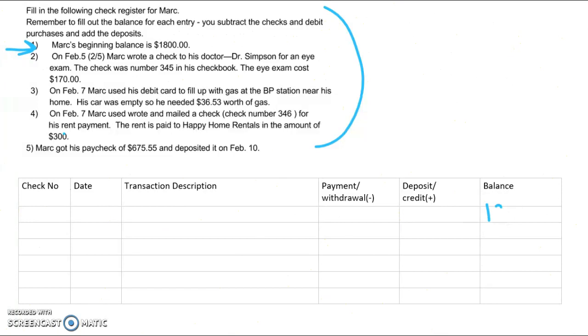So we're going to just use this first line to put in $1,800. We're going to make it look a little prettier than that. My pen's writing a little fatter than the space, but we're going to work with that. So this is our beginning balance. Now look at the second thing that's listed. It says on February the 5th. So we're going to write in our register the date of February the 5th.